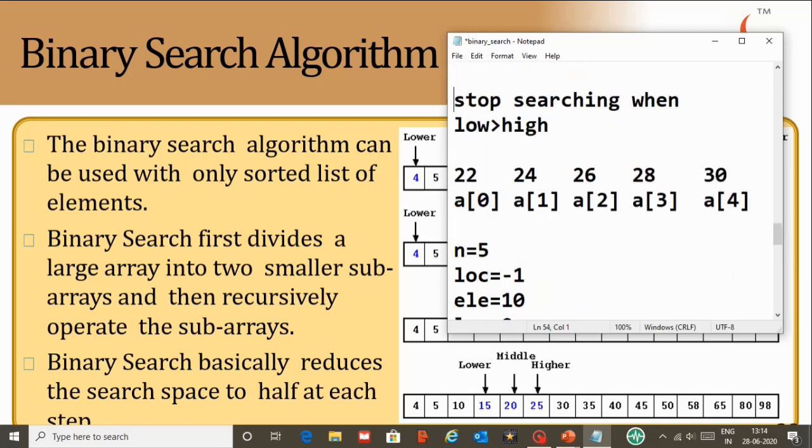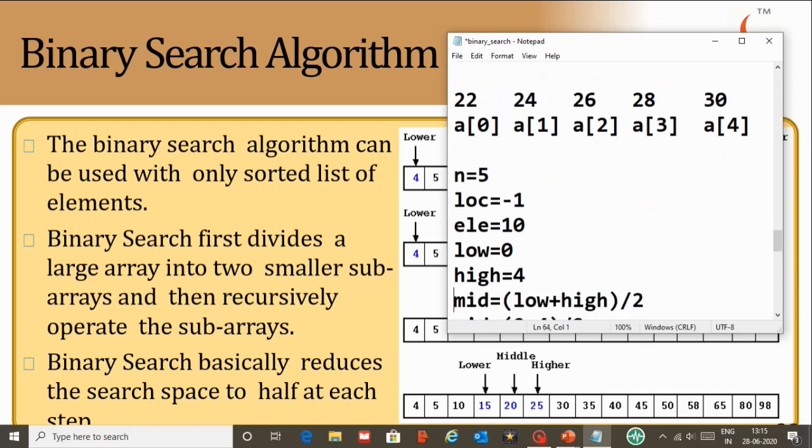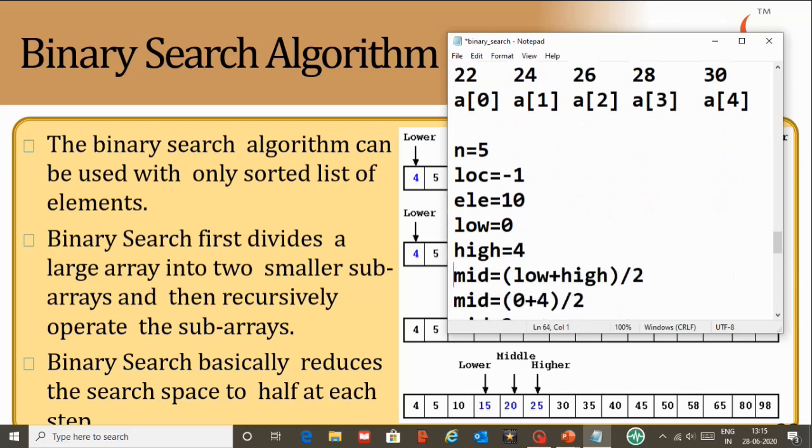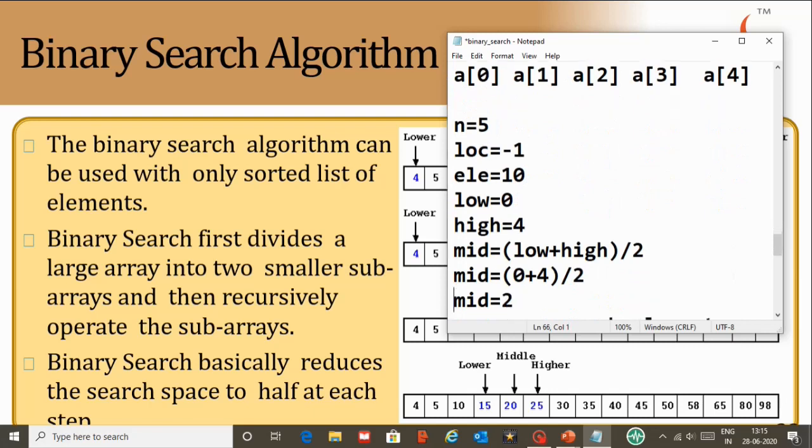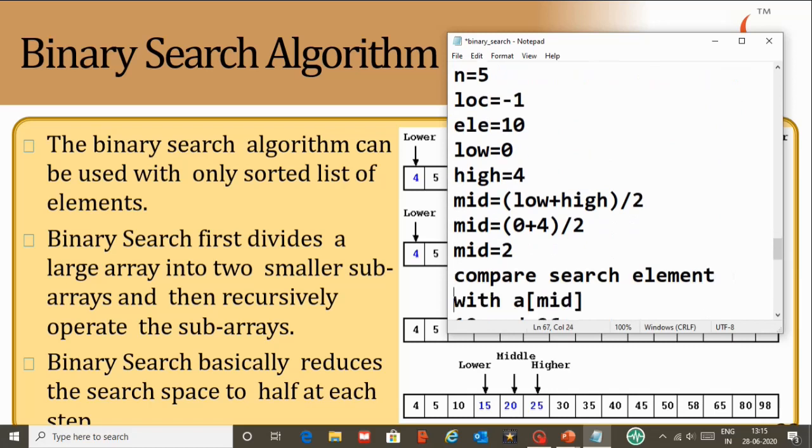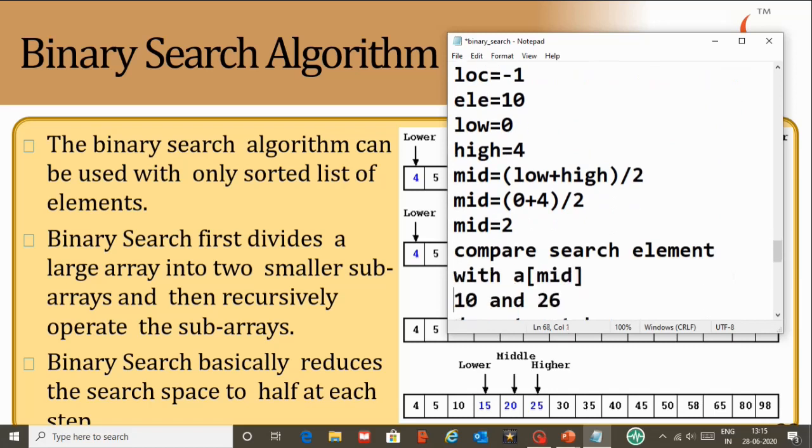And when do we start searching? When low value becomes greater than high. It's only greater than high. I will stop searching. Then high is 4. Why is high 4? Because high is the index value of the last element of the list. So high is 4. Mid is equal to low plus high by 2. Mid is 0 plus 4 by 2. That is 2. Compare the search element with mid element.